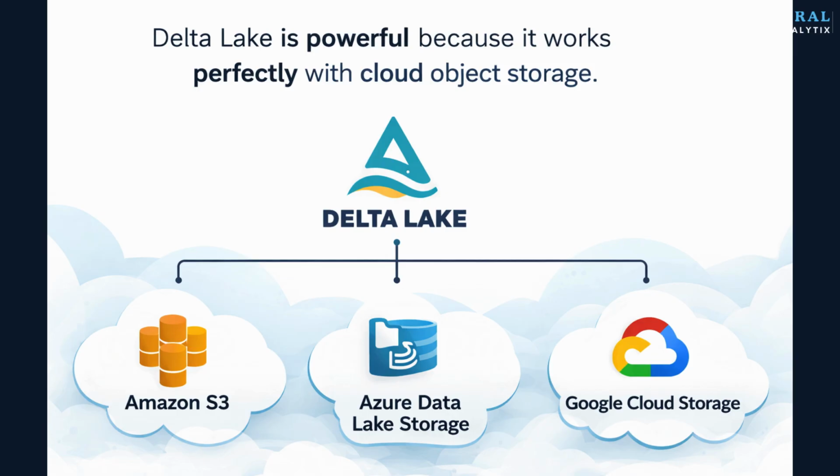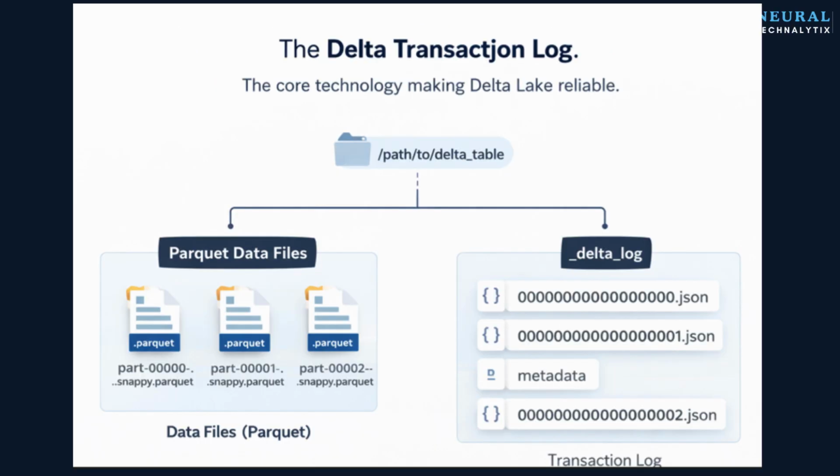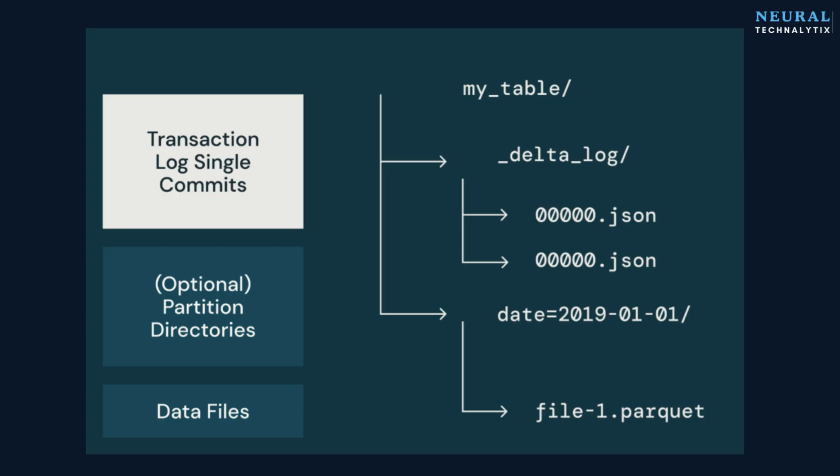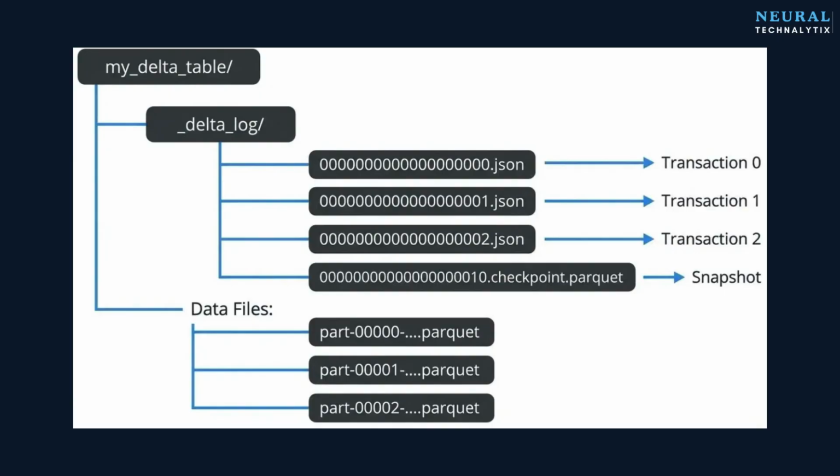The most important component, transaction log. Now let's talk about the most important component of Delta Lake, the Delta transaction log. This is the core technology that makes Delta Lake reliable. Whenever you create a Delta table, two things are created. First, the actual data files stored in Parquet format. Second, a transaction log stored inside a folder called _delta_log. This folder contains the history of the table.